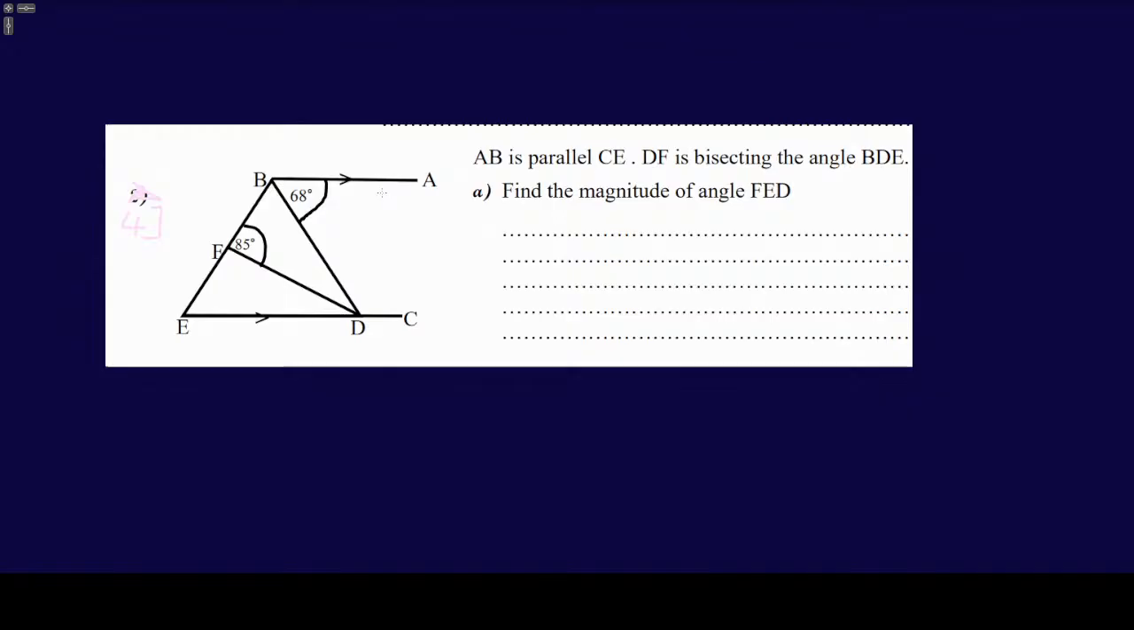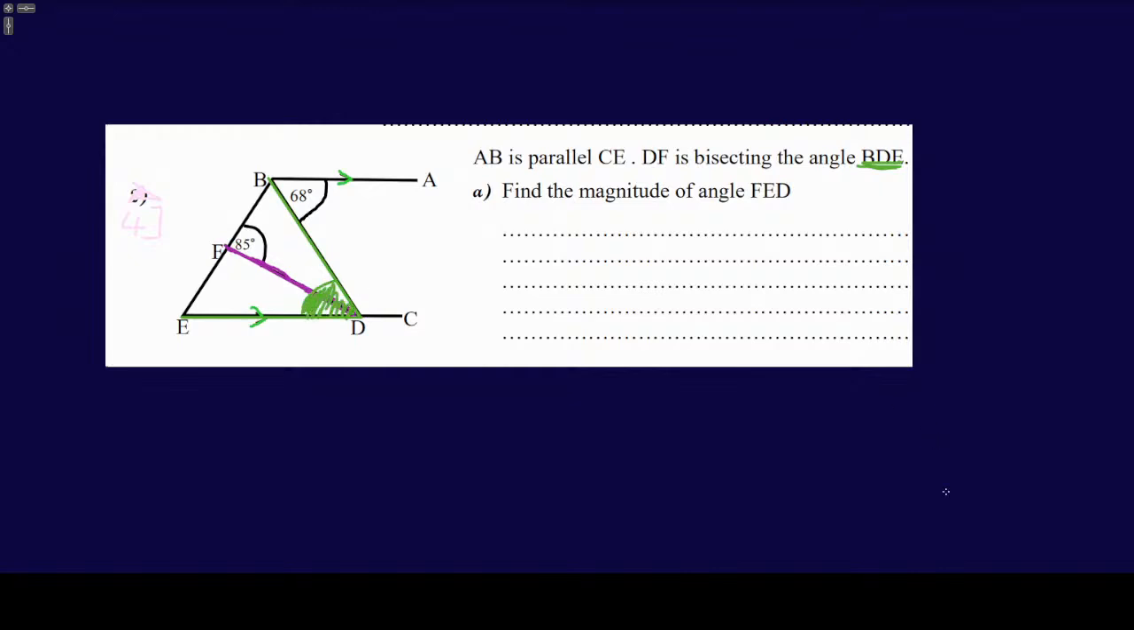They have said AB is parallel to CE. That's what these arrowheads mean. Alright. DF is bisecting the angle BDE. So what is DF? DF is this pink line, or rather purple line. So what is this DF doing? It is bisecting the angle BDE. So what is the angle BDE? Let's locate the angle BDE. Alright. So that's this green angle.